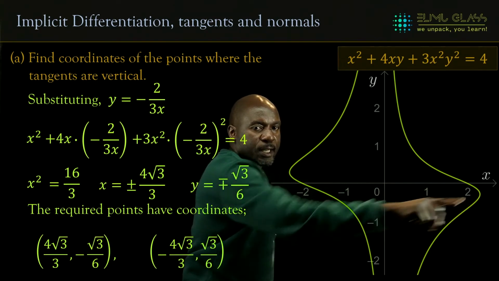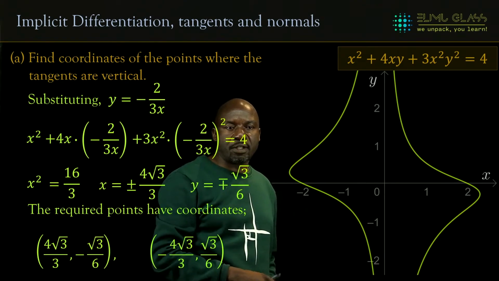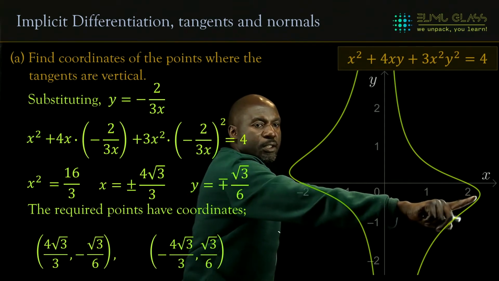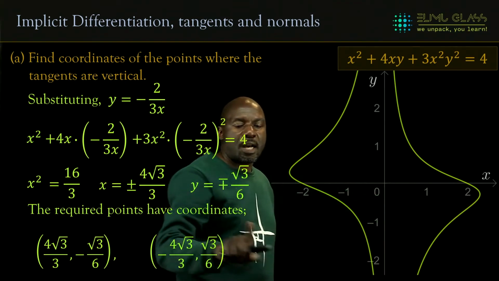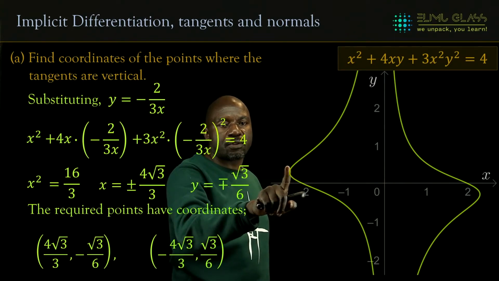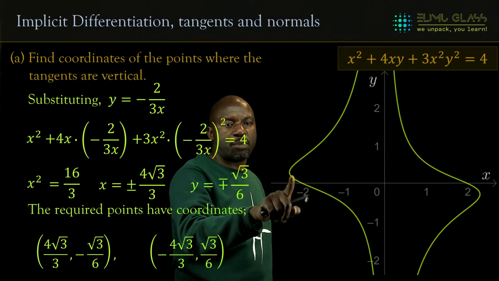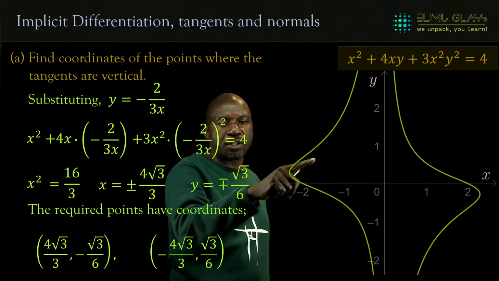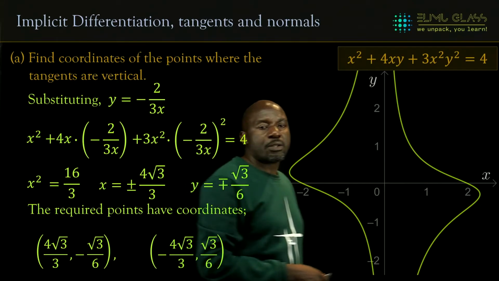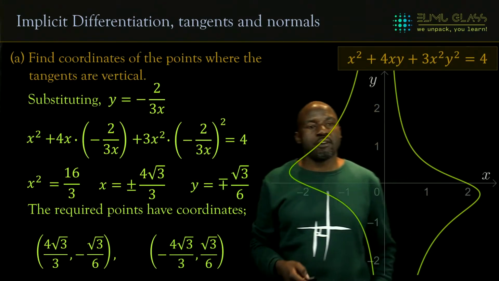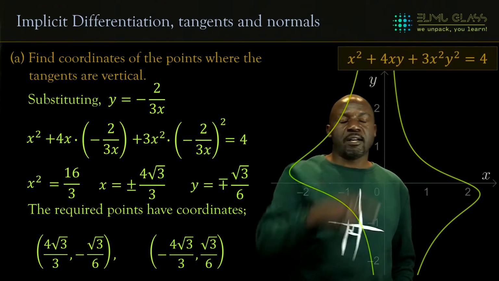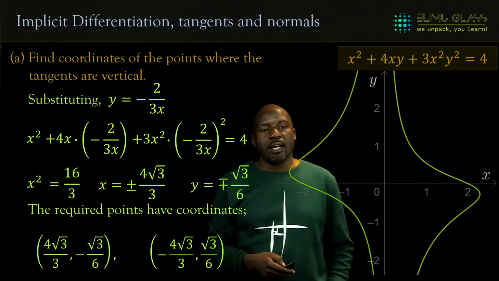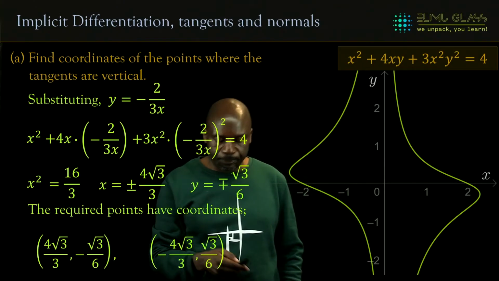So this is just slightly over 2, if you check it out. And the y coordinate is negative. So you can see the y coordinate is going to be negative there, right? And the other one is this one where the x coordinate is negative, just beyond negative 2. And the y coordinate is going to be positive, just above 0, okay? So we have found the coordinates of the points on that equation where the tangent is vertical.